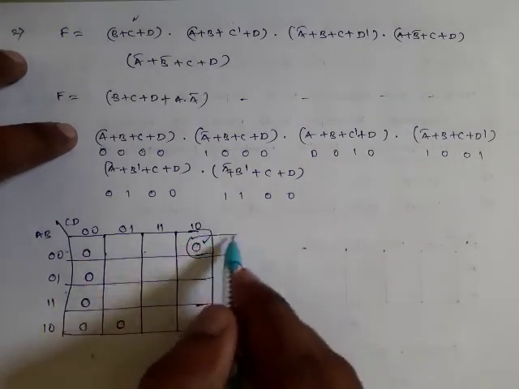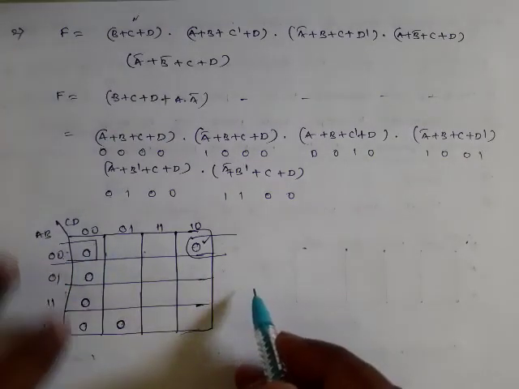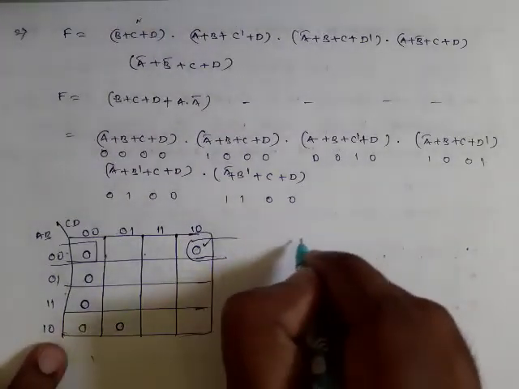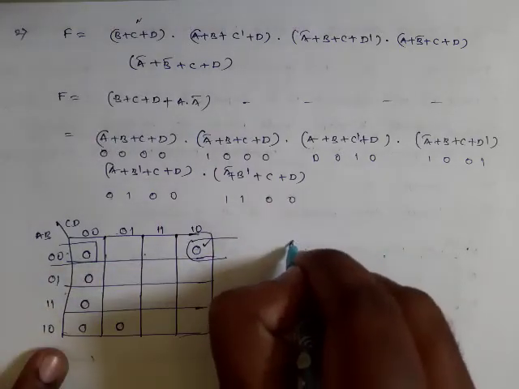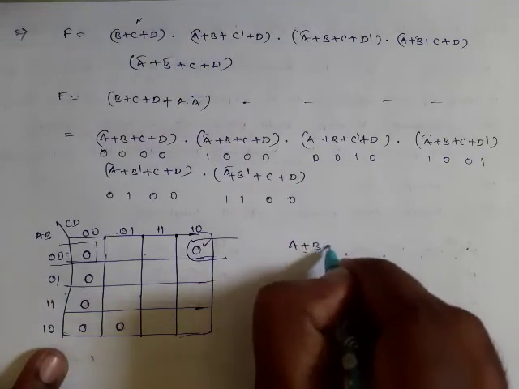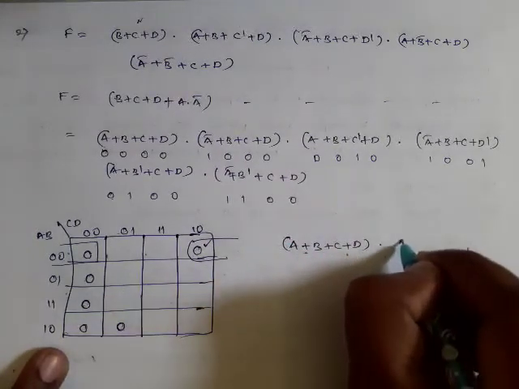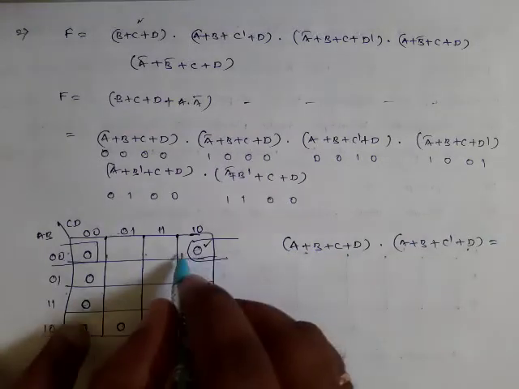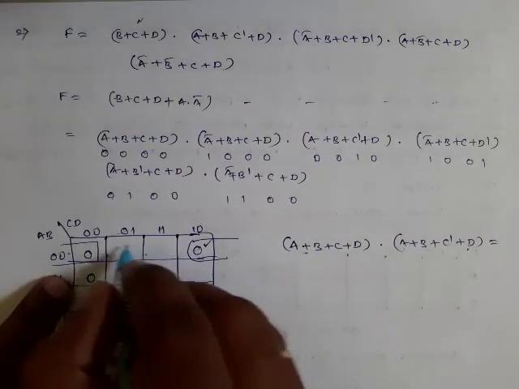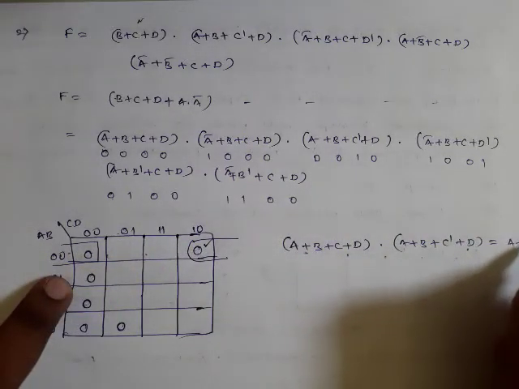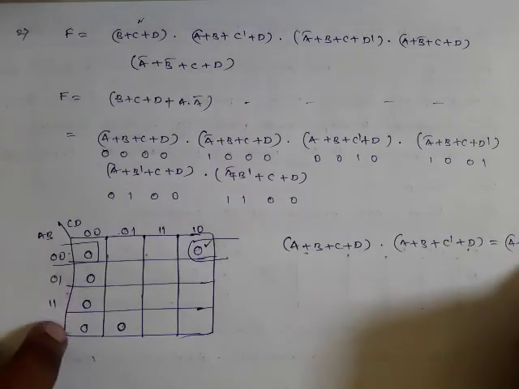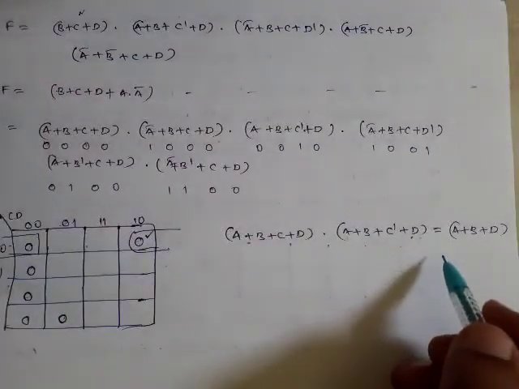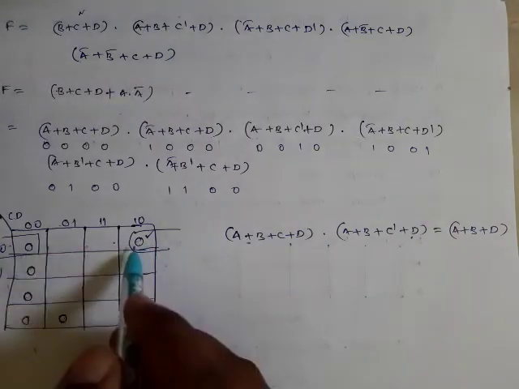So you start forming a group of 2 zeros, and when you form a group of 2 zeros here, the max terms corresponding to this are a plus b plus c plus d, and a plus b plus c bar plus d. You remove the variable which is changing, that is c. So the sum term is a plus b plus d.